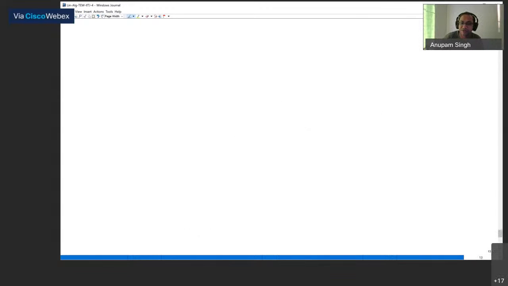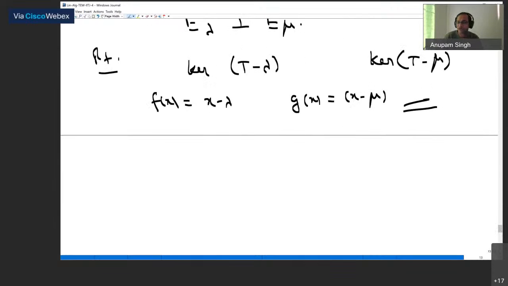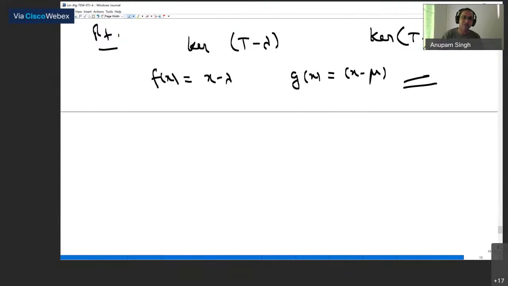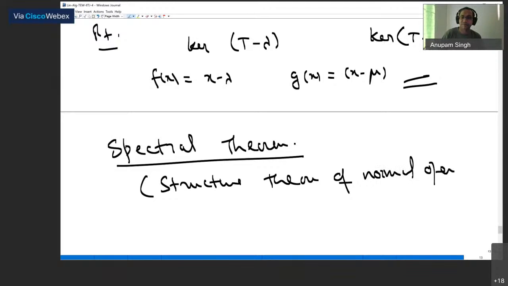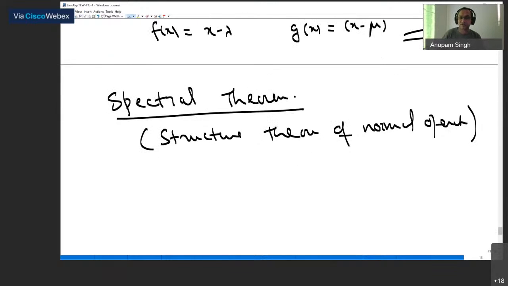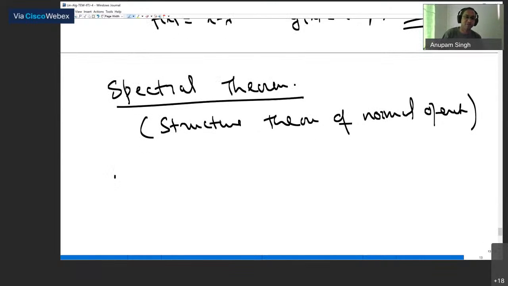I'll just take another 5 minutes to write down the final statement, because it just follows from all the things I have proved here. This is what is called the structure theorem or spectral theorem, or simply the structure theorem of normal operators. I'll write the two cases separately rather than mixing them together, otherwise they look very complicated.